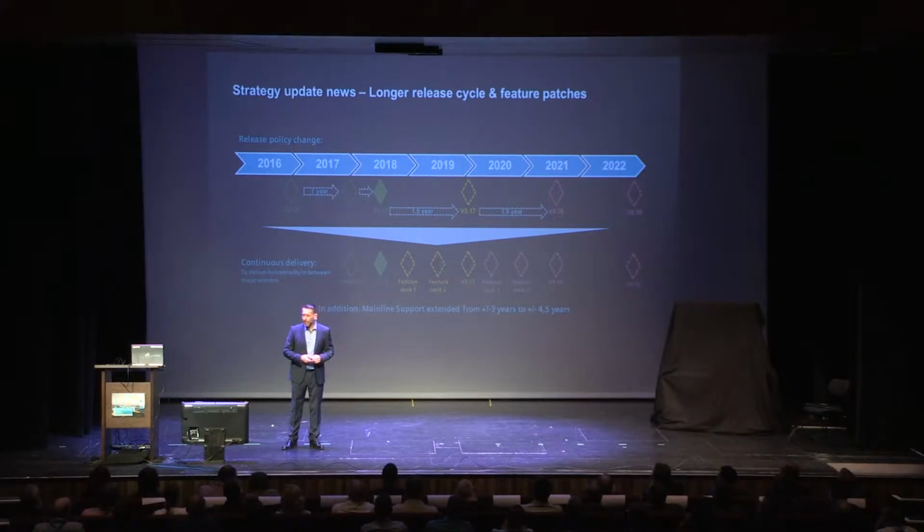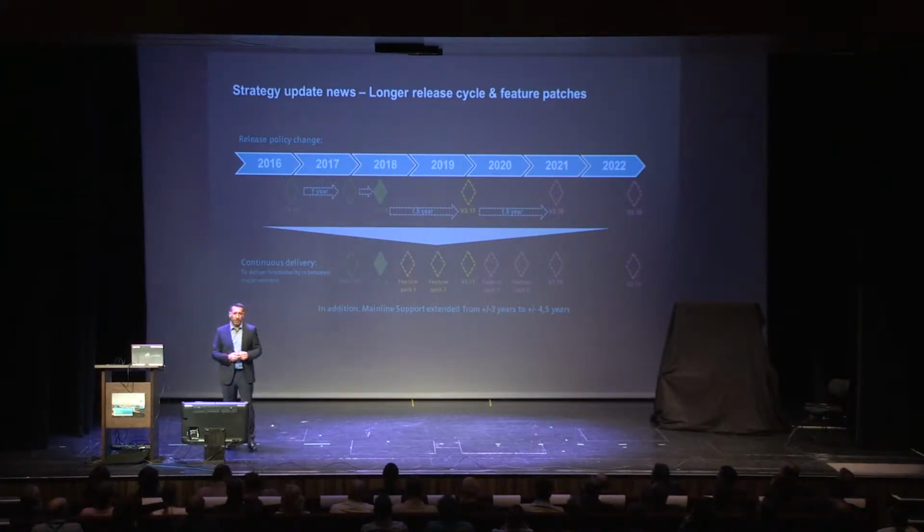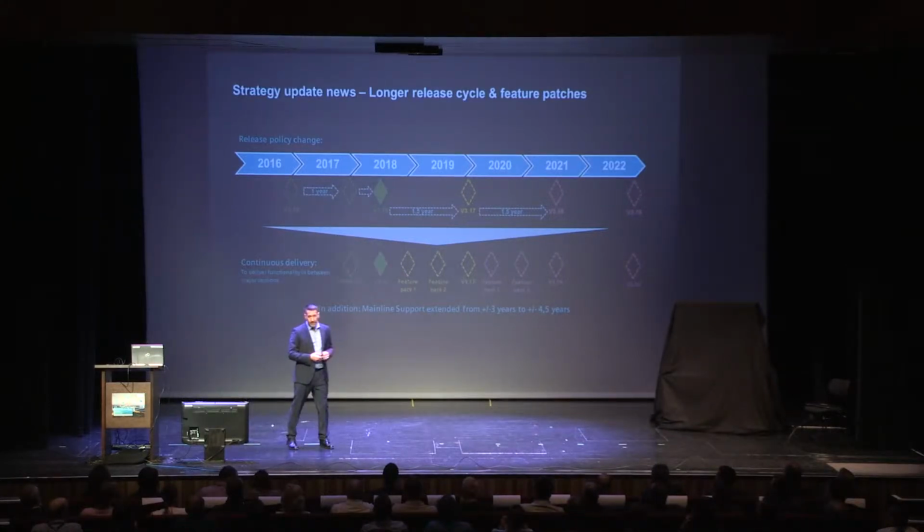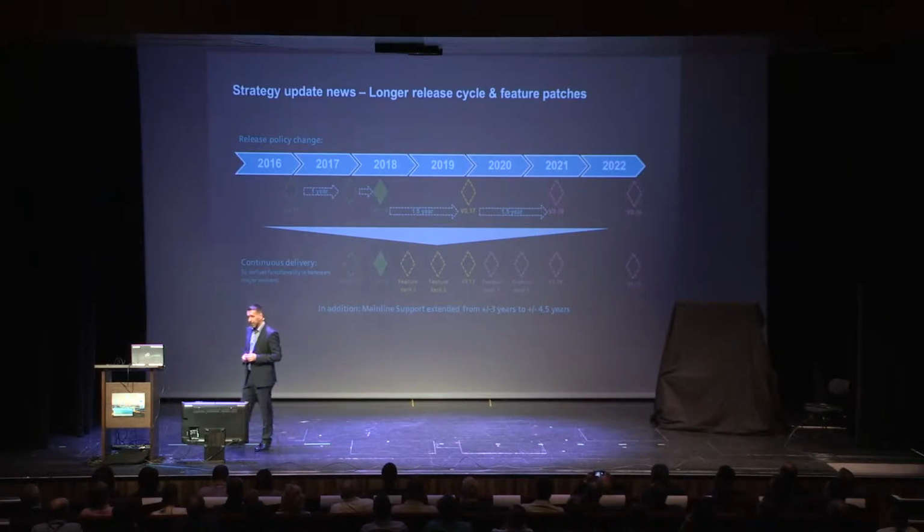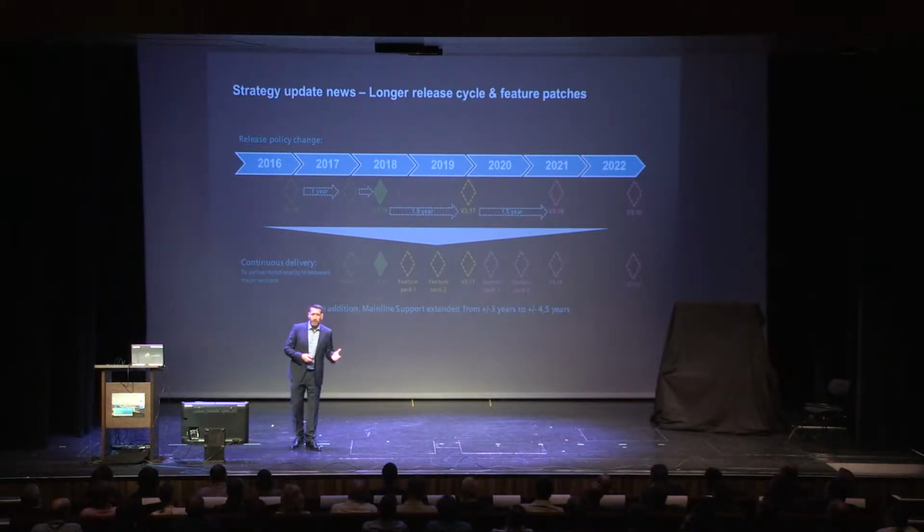Now, in order to save some time, I would give you some short strategy update news. You maybe heard it already. We prolonged our release cycle from the former 1 year to now 1.5 years in order to have a little bit more time to put a little bit more features inside the major versions. But what happens if you prolong your release cycle? The market perception normally is that we are slowing down in innovation speed.